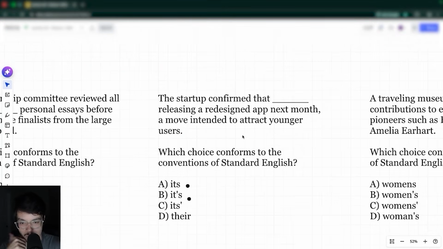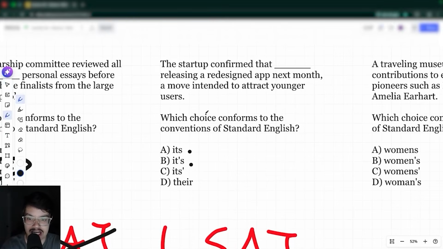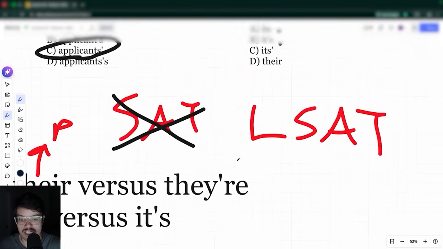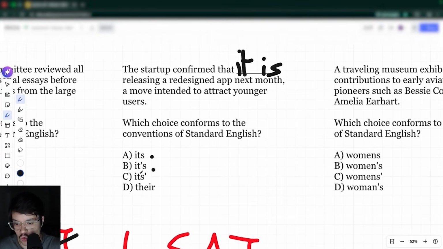So now let's go back to the example. Startup confirmed that blank releasing a redesigned app next month, a move intended to attract younger users. Is it showing possession in this sentence? Is anything owning something else? Well, not really. It's not saying that, like, the startup's money or its book or its item. It is saying it is. Therefore, according to the rules I said here, we have to just be using the apostrophe. So we'd go for it's. The startup confirmed that it is releasing a redesigned app next month, a move intended to attract younger users.